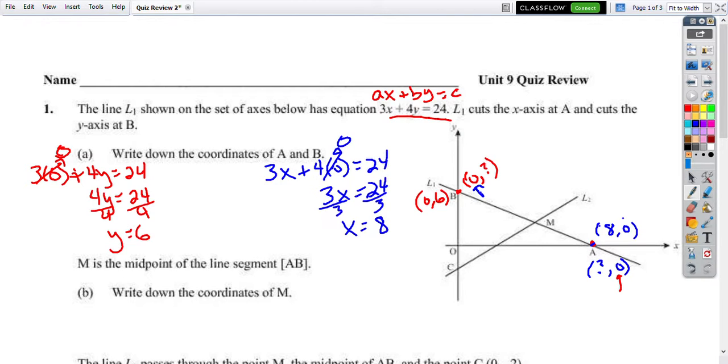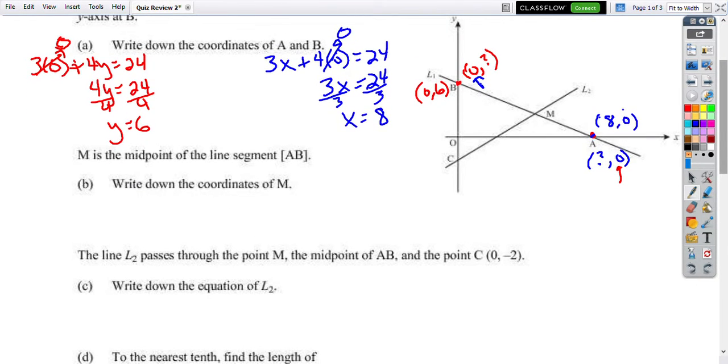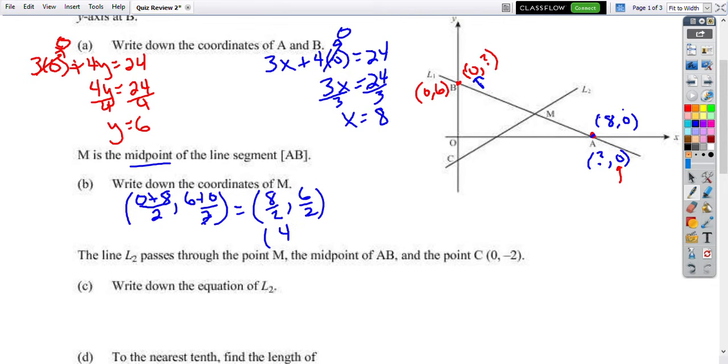So for the next part of this, we want the coordinates of point M. We're going to do the midpoint. Remember, midpoint is average. So we're going to add the x's and then divide by 2, add the y's and divide by 2. So for AB, we'll grab the B. That's 0 plus 8 over 2, and then 6 plus 0 over 2. Which is essentially just 8 divided by 2, or 4, and then 6 divided by 2, which is 3. So there's our midpoint. That's the coordinates of M.